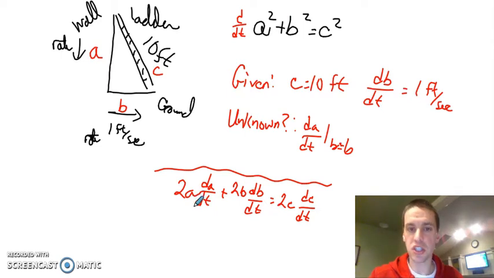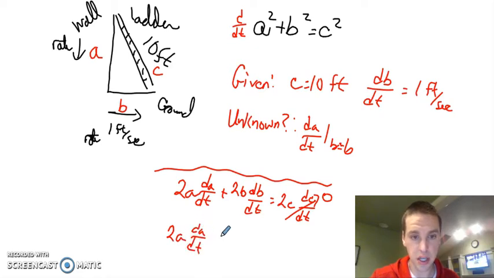Now, let's substitute in what we know. The rate at which this ladder changes. This ladder never changes length. This ladder will always say 10 feet. The rate at which the ladder changes length is 0. So that's gone. So that 10 feet really doesn't help us. And we know that we have 2a dA over dt plus 2b, but we know what b is. We know what dB over dt, which is 1, and that equals 0.